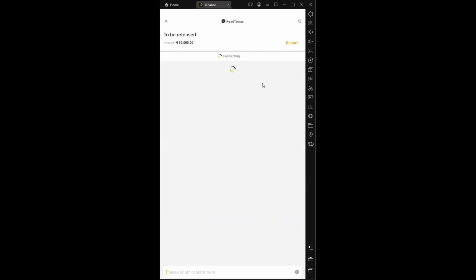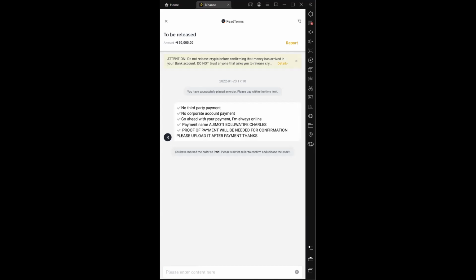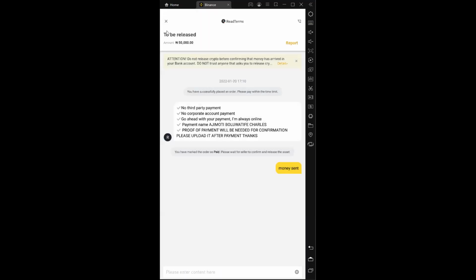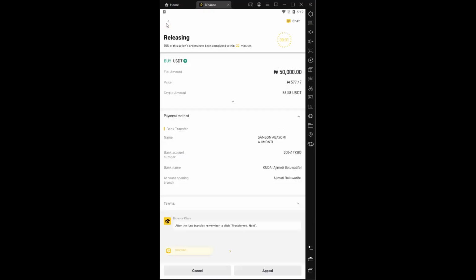So I can just decide to chat him up. Okay, if you need to call the customer, you can select this call, and this is the person's number. You can call to tell the person that you made the payment if the person is not releasing the coin. If I have an issue with this guy not releasing the coin in 30 minutes, then this is the place to place an appeal to show them that I've made the payment and this person has not done the needful by sending the coin to me.